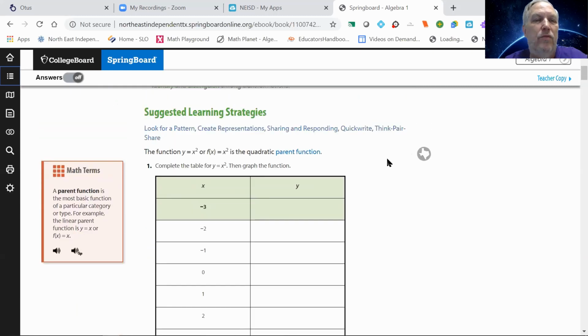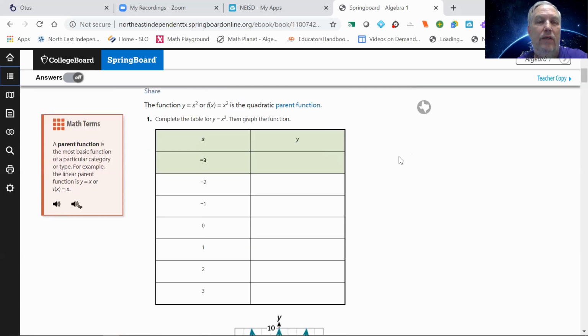All right, the function y equals x squared, or f of x is equal to x squared, is the quadratic parent function. Complete the table for y equals x squared and then graph the function. Of course, we're just squaring the input value and that's all we're doing here. So we'll go ahead and do that.